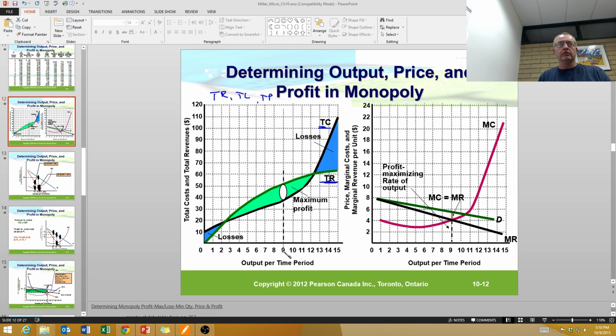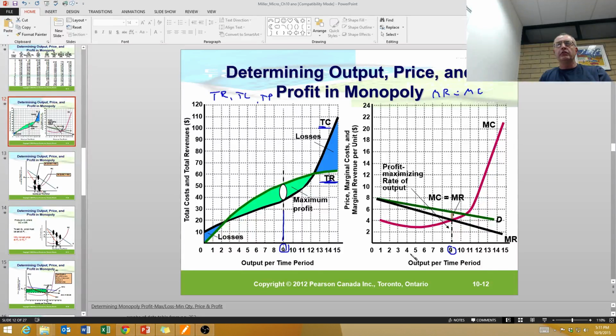And so just by eyeballing it, we can see it's a quantity of 9. And then likewise in the marginal revenue, marginal cost approach, our profit maximizing quantity is going to be 9.